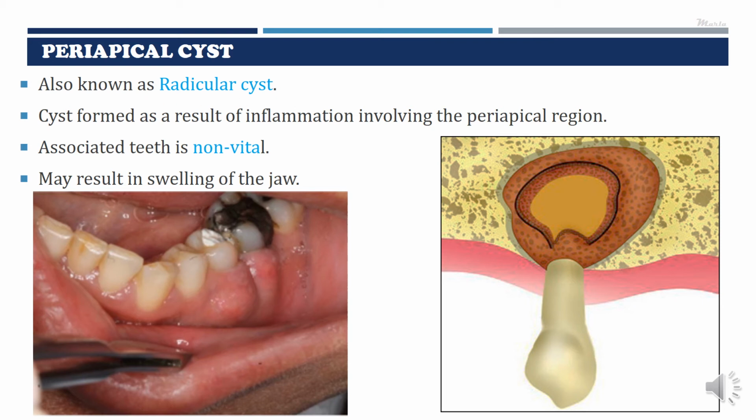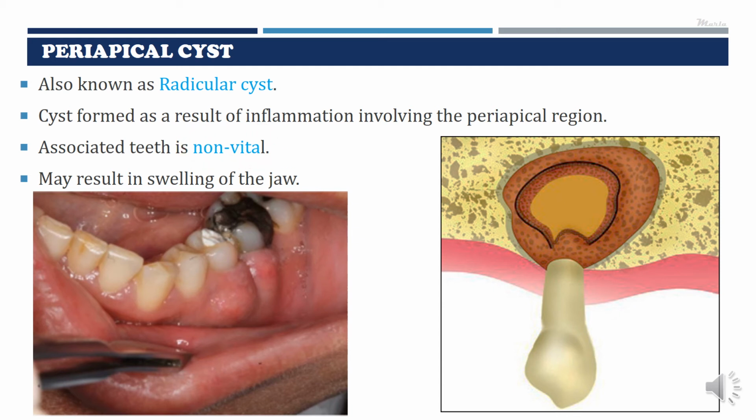This cyst is formed as a result of inflammation in the periapical area of the tooth, and hence it is also considered an inflammatory cyst. Inflammatory odontogenic cyst because it is derived from cells of the odontogenic apparatus. In this case, the radicular cyst is derived from the cell rest of Malassez. An important point to remember here is clinically, if radicular cyst is present, it is always associated with a non-vital tooth.